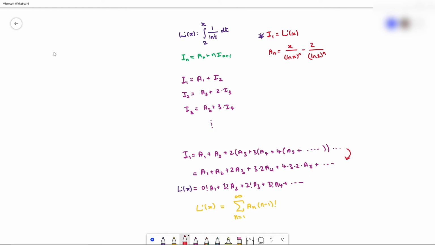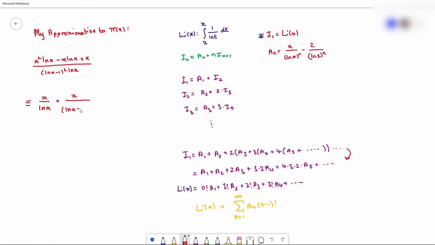So this is the approximation that I found. Okay, so this is the approximation right here. So what to notice from this approximation is that this is the same thing as x divided by ln x, which is Gauss's approximation. Add on this extra term, x divided by (ln x minus 1) squared.